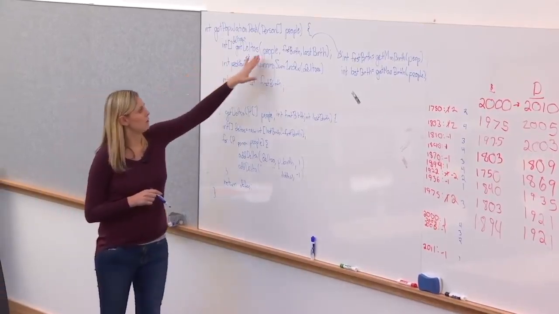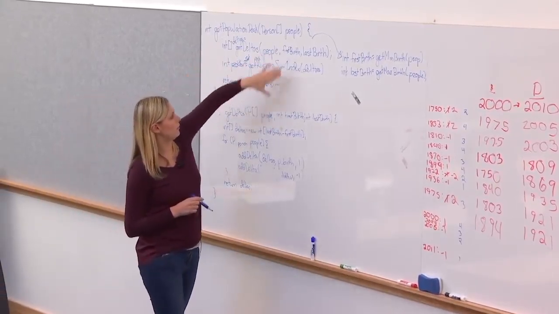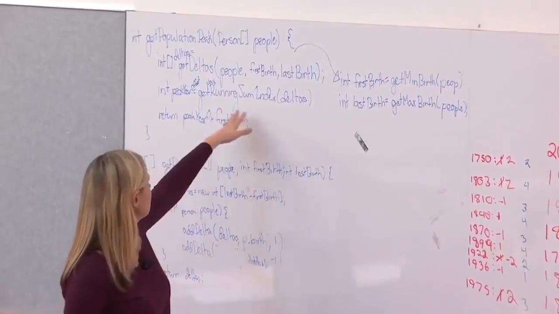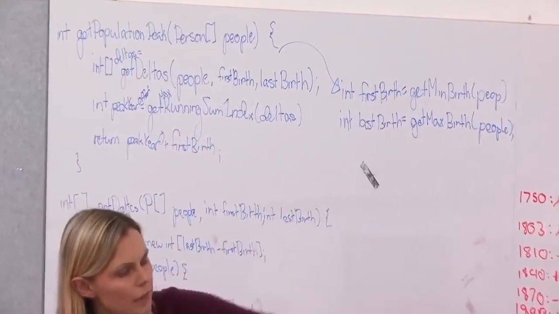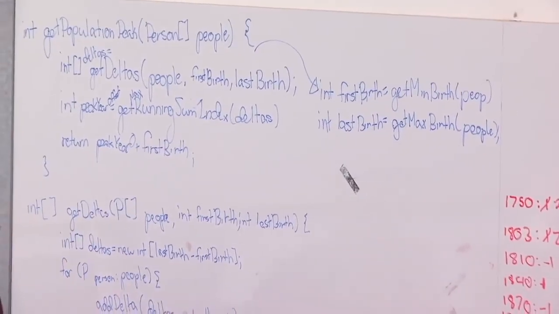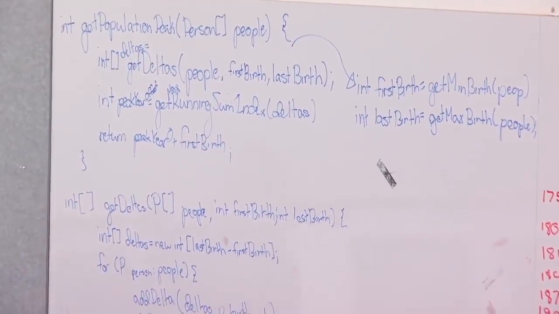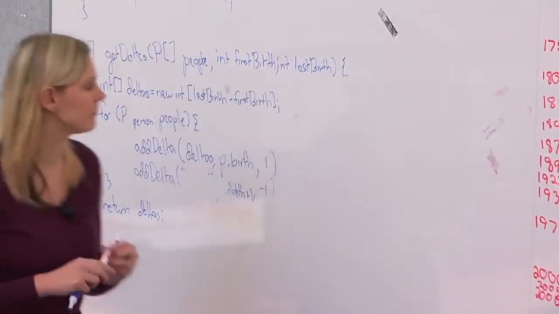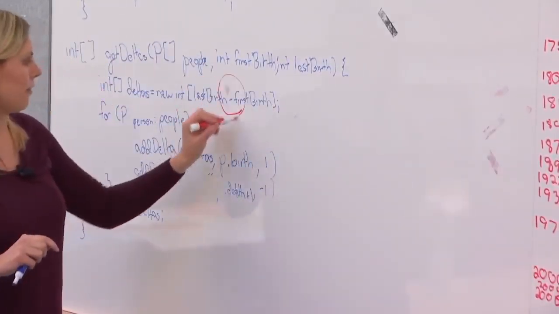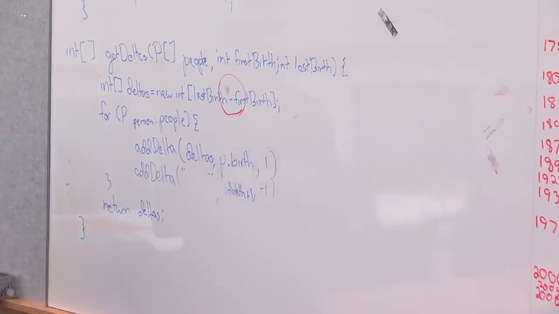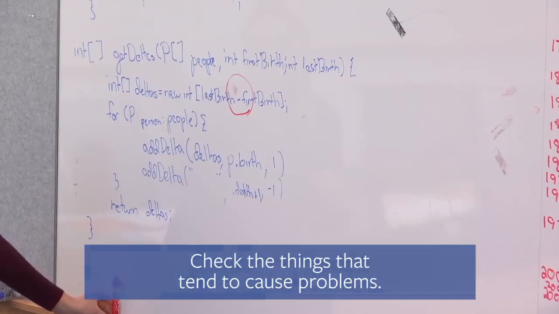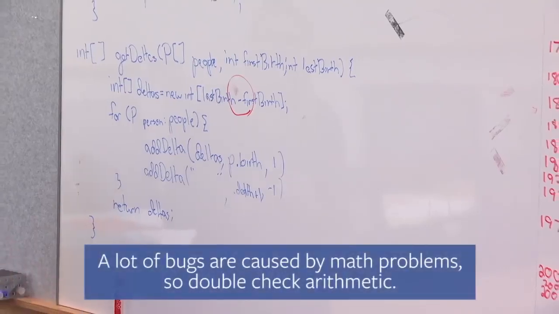All right, things that tend to cause problems. Well, do my parameters match up? People, first birth, last birth, okay, that matches up. Get max running sum, okay, that matches up. Okay, what else causes problems in this function? I'm going to use a different color here. Math. Math just causes problems very, very, very often. Okay, so let me go and double check that work.